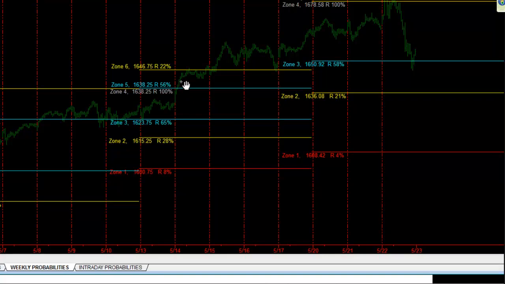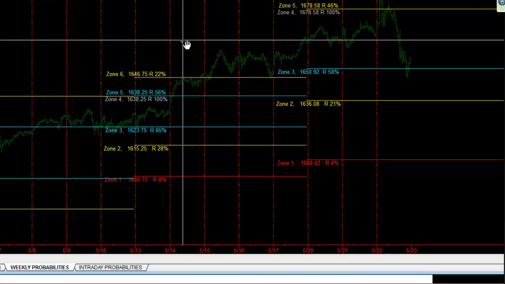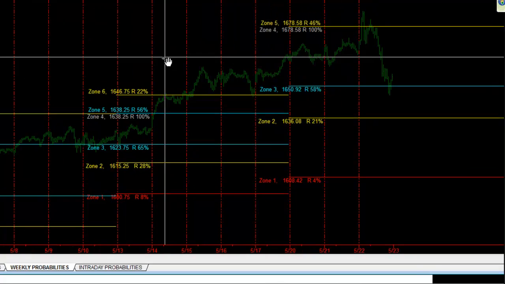And again, we had a 56% chance that it was going to go up to here, 65% chance that it was going to go down to here. And in fact, it just barely touched that 65 before going right back up into the 56. And as you know, that was a very strong week last week. And so it went into all kinds of new highs.